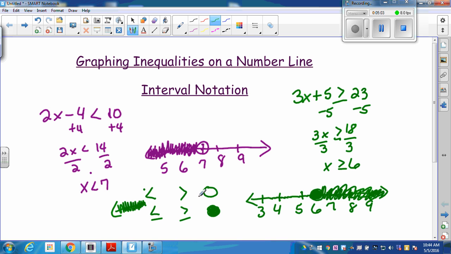If it's greater than or equal to, you're going to shade to the right. And that's how you graph inequality solutions on a number line. Let's talk about interval notation.